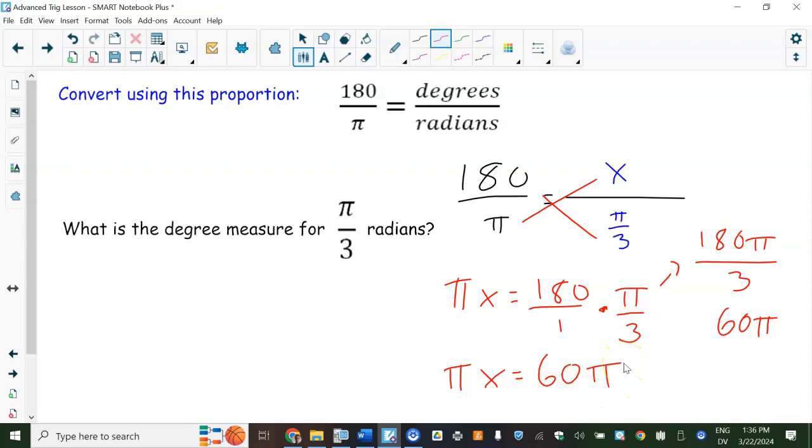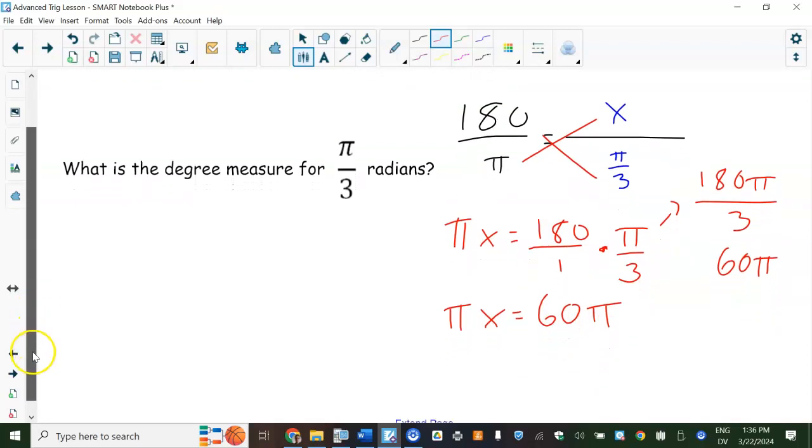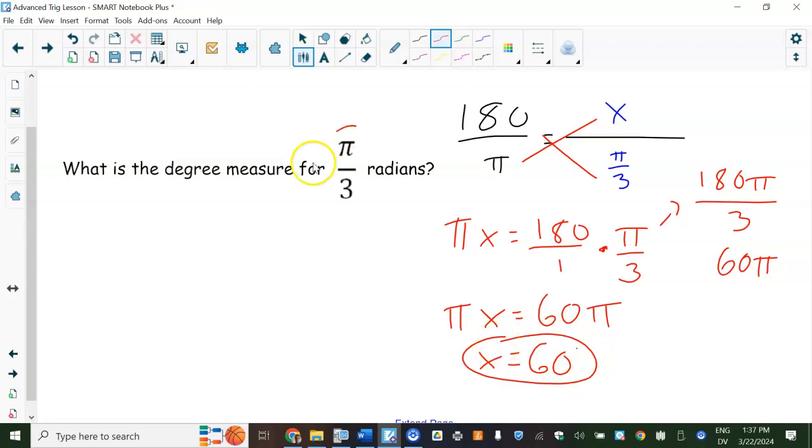And then the pi's cancel out. If you divide both sides by pi here, you get x is 60 degrees. So basically pi over 3 radians is 60 degrees, which is kind of what you'd expect because pi over 3 is like 1. That's basically like 1 radian. And like we said, that's basically 60 degrees, right? Pi is not exactly 3, so I'm approximating here, but that's roughly the idea.